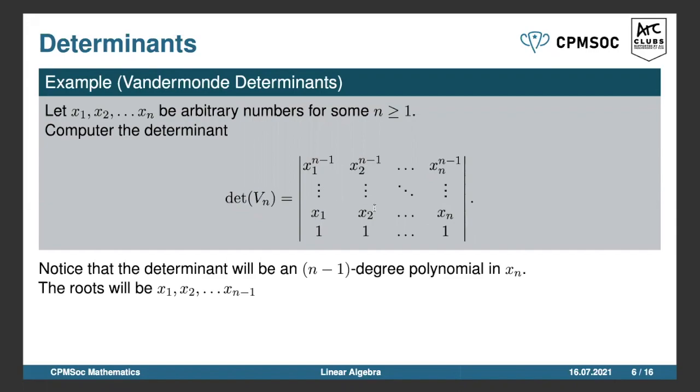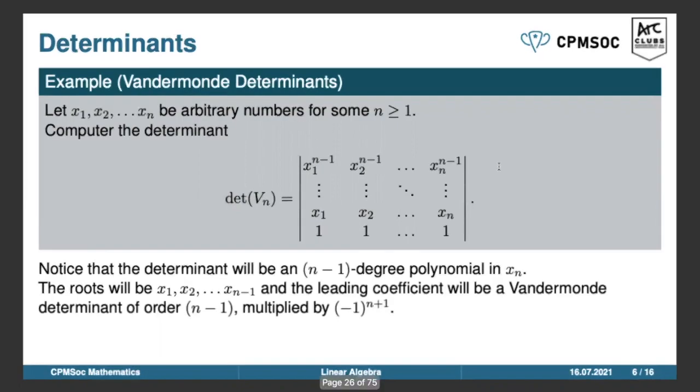So if any of these numbers is equal to xn, the whole thing is going to end up being 0 if we go and expand recursively. So we can see that the roots of this n-1 degree polynomial have to be these ones here. And because there's n-1 of those different numbers, we know that's all of the roots. So now we want to ask, what is the leading term of this polynomial?